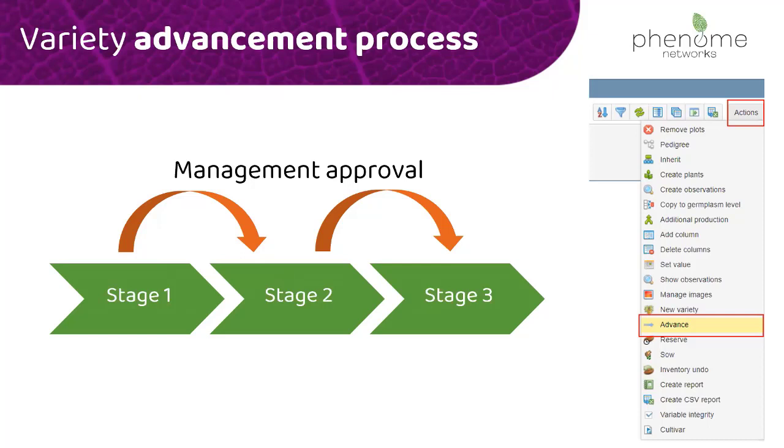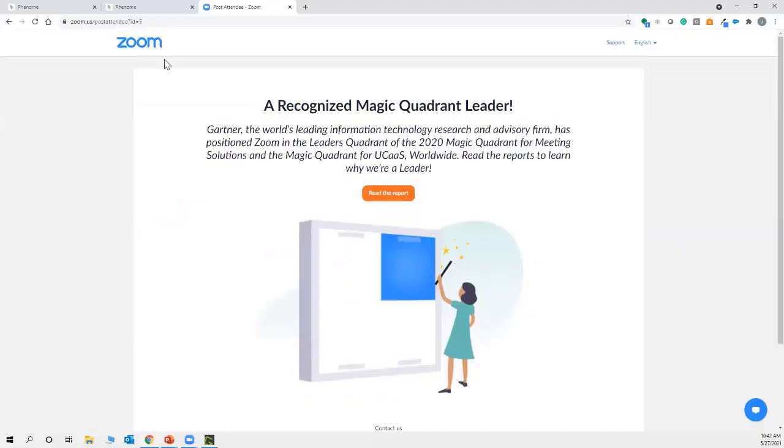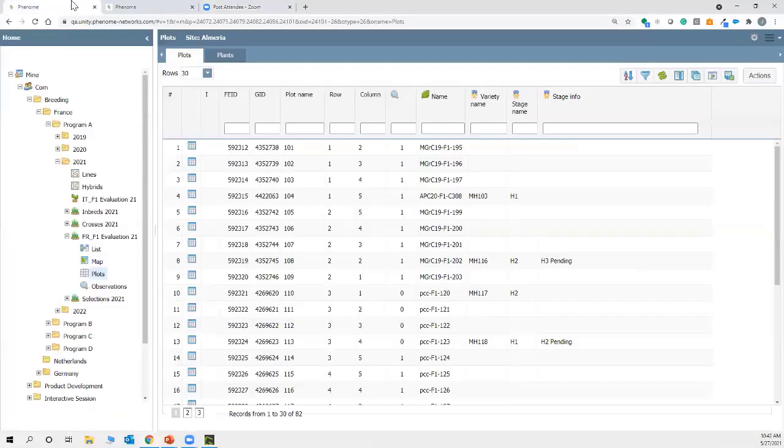The process starts from Phenom 1, by the way, in the field object. This is where the breeder asks to advance a variety. So let me take you to Phenom. Just a second. Here I am.